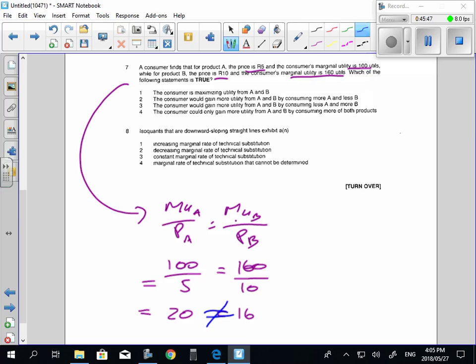It means that for every 1 Rand that they spend on product A, they are getting 20 additional utils. And for every 1 Rand that they spend on product B, they are getting 16 additional utils. So which one would you rather purchase? You would rather purchase more of product A and less of product B. So you would divert income or expenditure from product B towards product A.